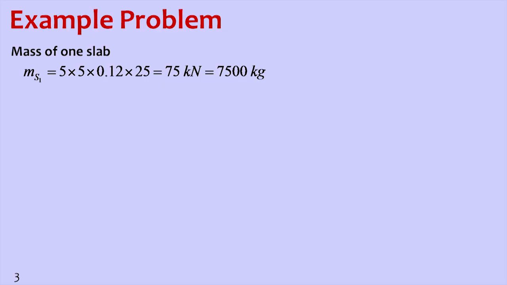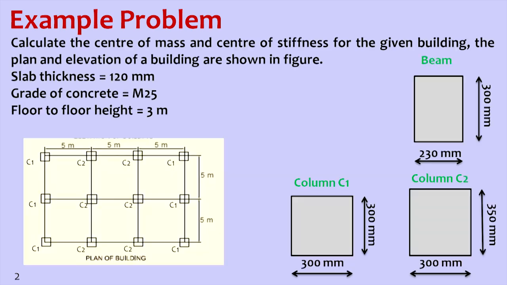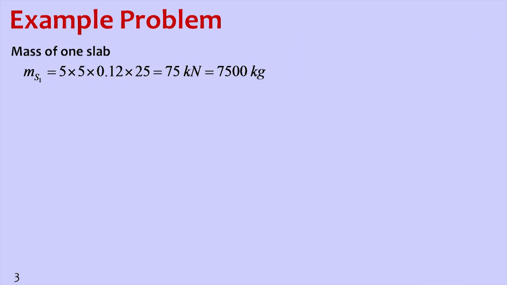Assuming that we will be calculating the mass of one slab, it is calculated in this manner, MS1. MS1 denotes slab 1, which is 5 meters by 5 meters, as given in this plan. 5 into 5 is the area, 0.12 is the thickness of the slab, and 25 is the unit weight of concrete. So, we get 75 kilonewton, which can be converted to 7500 kg.